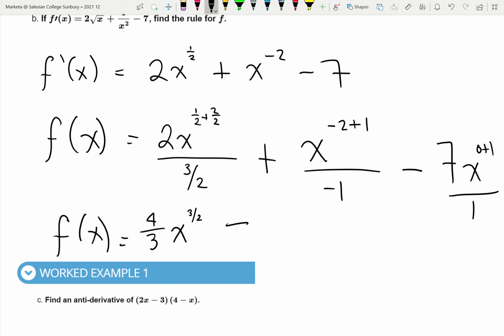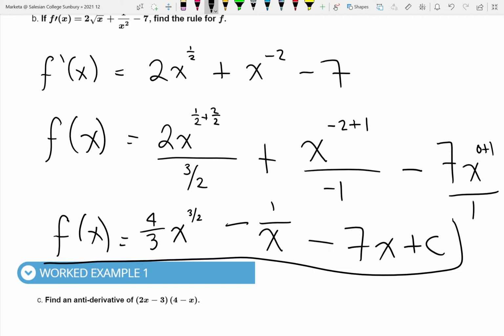And then we've got minus x to the neg 1, which, well, that can go into the denominator. So there's 1 over x minus 7x, and of course plus c at the end. So don't forget the plus c, because it's saying find the rule. So we don't know what c is.